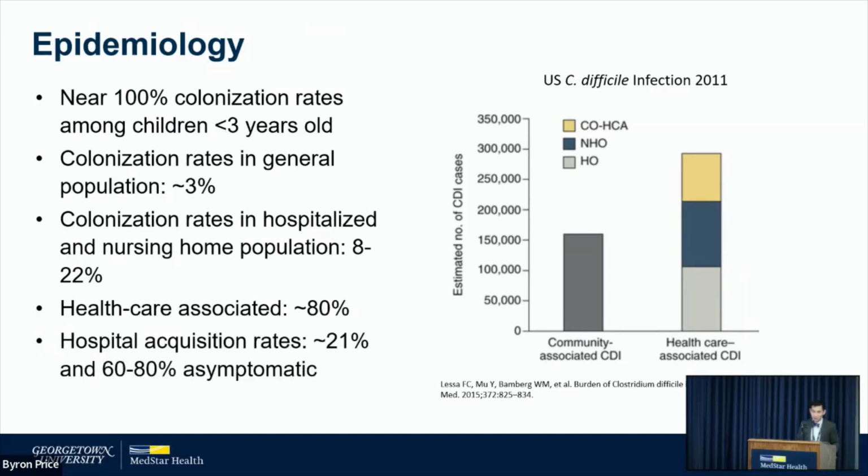So what about someone coming into the hospital who is not colonized? Unfortunately, the general acquisition rate is about 21% for our folks coming into the hospital who are not initially colonized. But the key thing to remember here is that despite acquisition, 60 to 80% of those patients will remain asymptomatic. So they will be considered in the latency period or a carriage state.